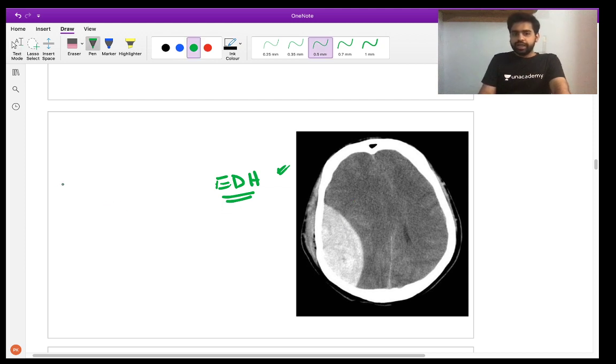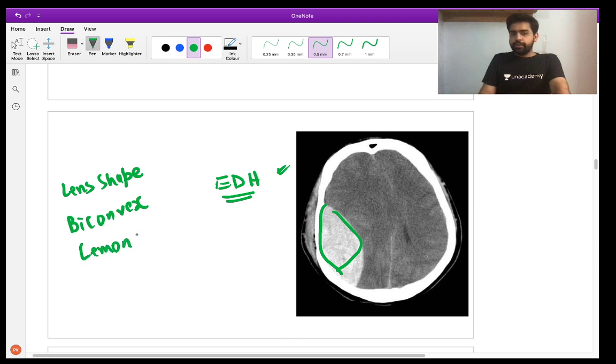You get a lens-shaped opacity, which is also called a biconvex. Okay, it is a biconvex or a lens-shaped opacity. Some people like to call it a lemon-shaped opacity. Okay, so lemon-shaped opacity. So all these names are given for EDH. EDH is a biconvex, lens-shaped, or lemon-shaped opacity.